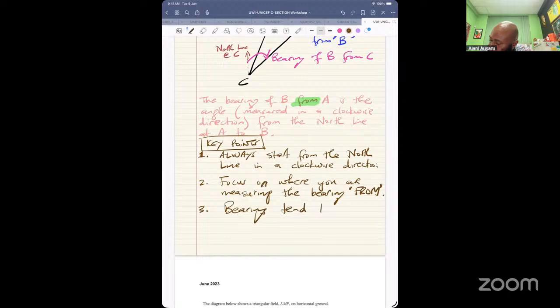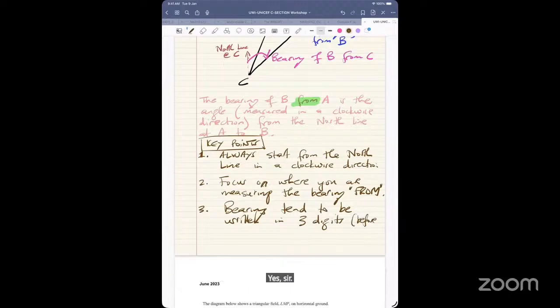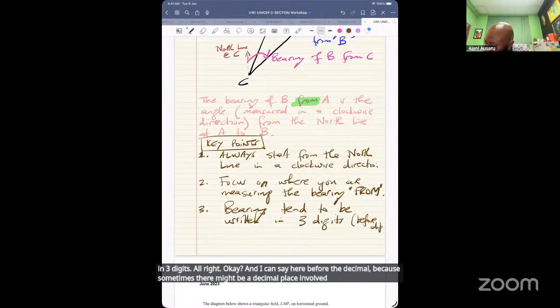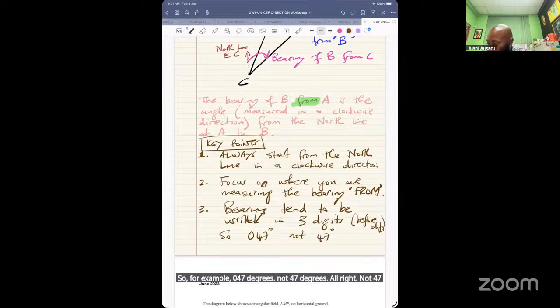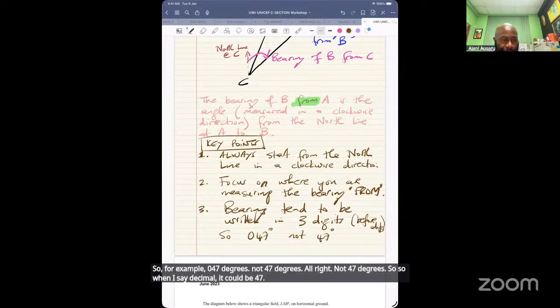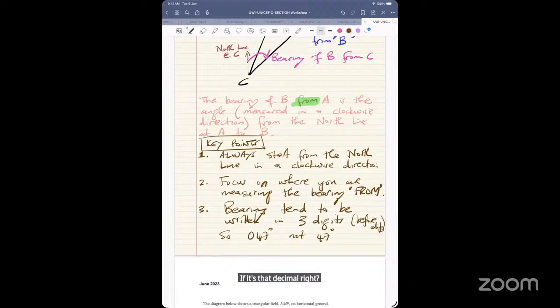And number three, bearings tend to be written in 3 digits before the decimal, because sometimes there might be a decimal place involved. That's what DP means. So, for example, 047 degrees, not 47 degrees. When it's a decimal, like 47.1, you still say 047.1. You understand?